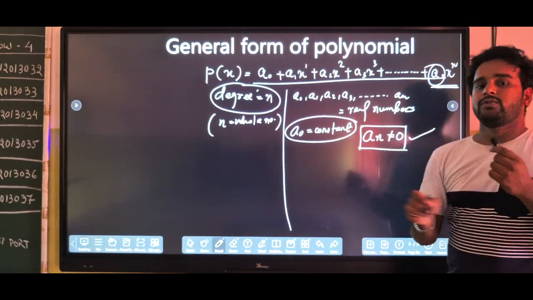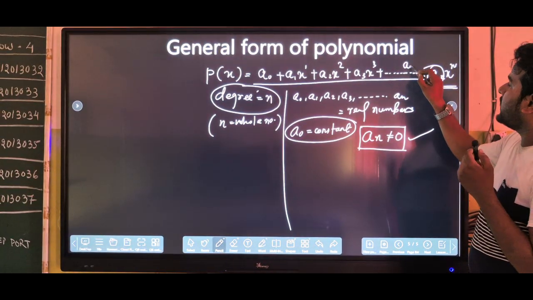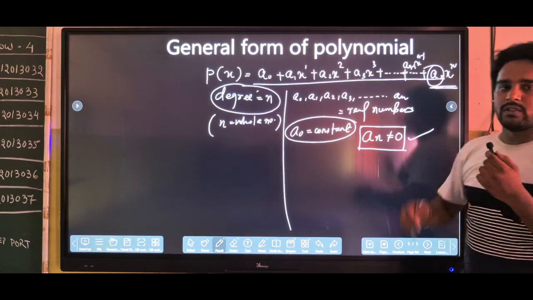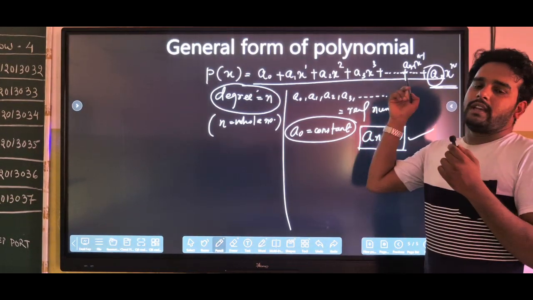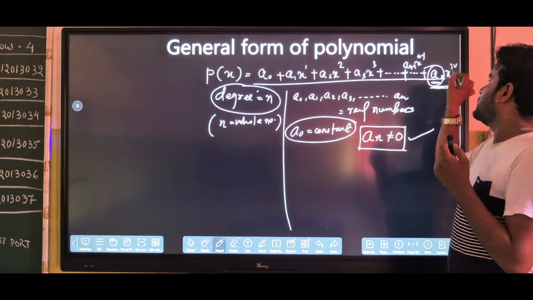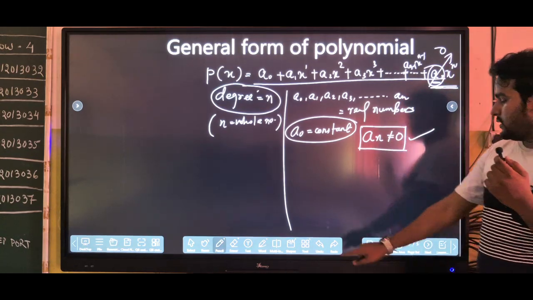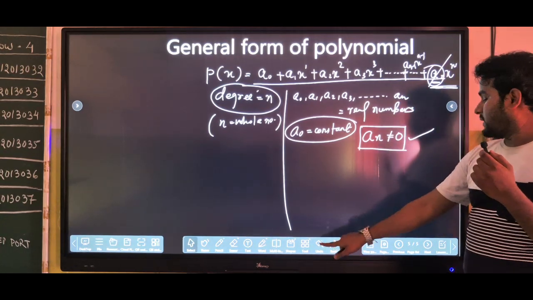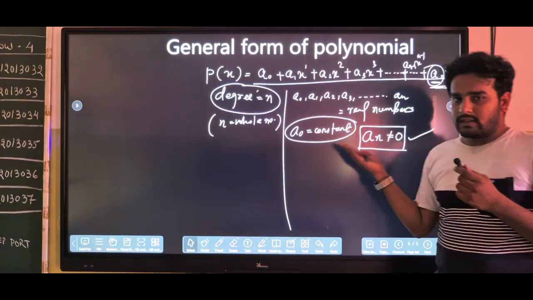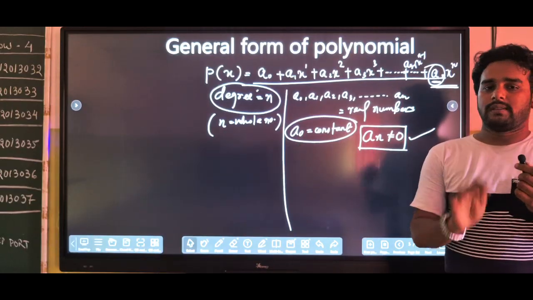So the degree changes to n minus 1. What will be the previous one? n minus 1 x to the power n minus 1. The previous one will be this one. Okay, so n x to the power n is okay. If n becomes 0, then this total part vanishes to 0. So the degree changes to what? n minus 1, which is not required here. The degree is n, so let it be non-zero. So this is the general form of the polynomial.